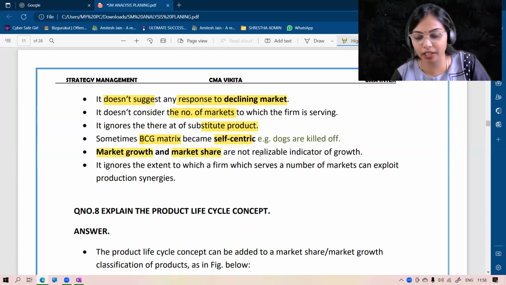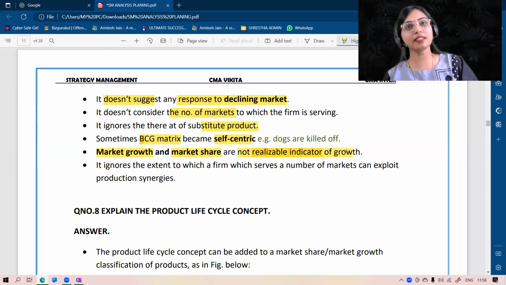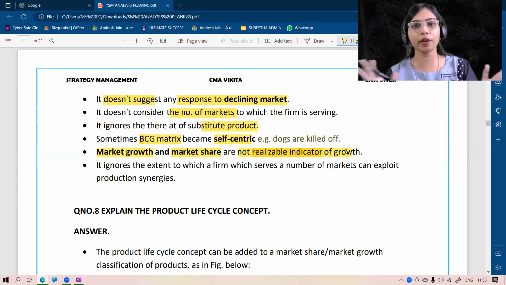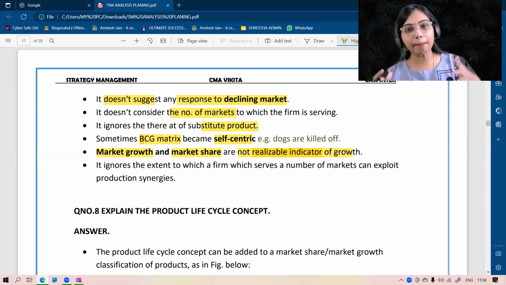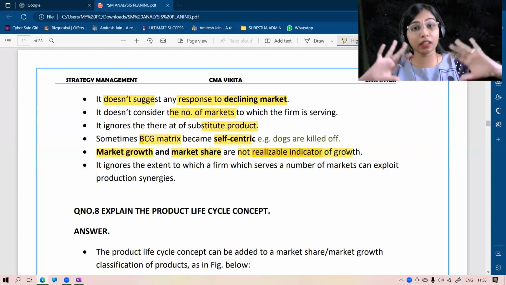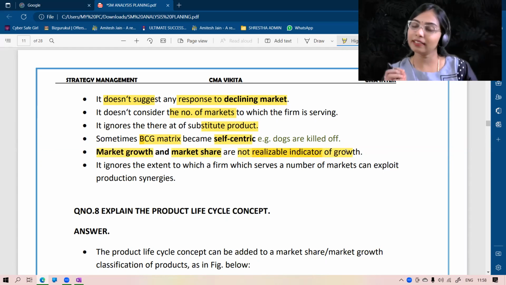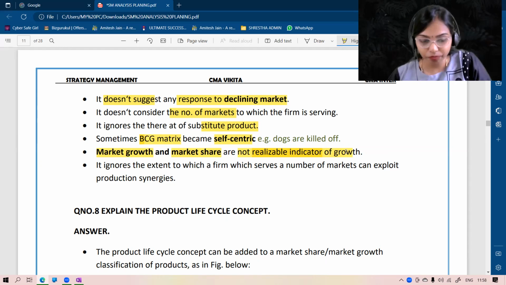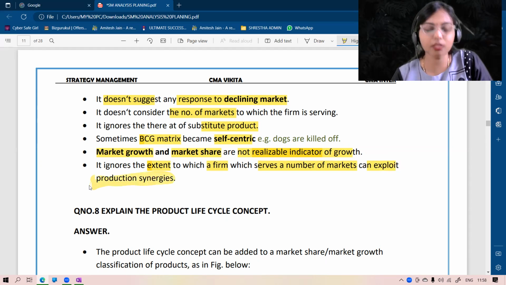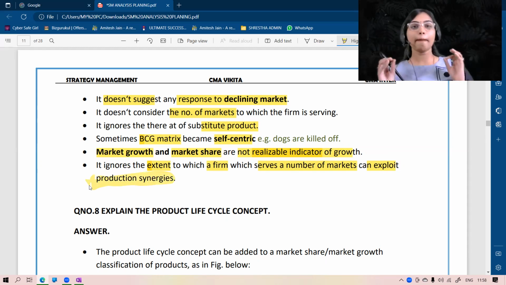Market growth and market share are not reliable indicators of growth. Sometimes with the BCG model, we feel that according to the growth and the share we can happily go ahead, but in some places these two alone are not the end solutions. There are other ways of finding out and bringing the growth indicators of the market, of the product. So it ignores the extent of a firm where it serves a number of markets and can exploit production synergies. Okay, this was all about the BCG matrix.